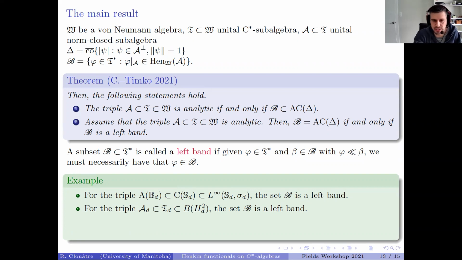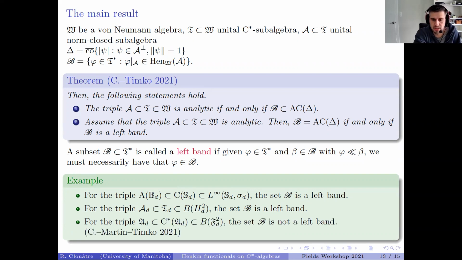And interestingly, for the fully non-commutative version of the Drury-Arveson triple, or the free version of the Drury-Arveson triple, you do not have a left band. Okay, the set B is a right band, but it's not a left band. And here you see, I'm writing different names here. The way we prove this with Ed is by invoking some other work that we've done with my colleague Rob Martin, where we were wondering to what extent there is a version of the F. and M. Riesz theorem that holds for this algebra here. Some of the stuff we discovered in that project made us realize that this set here is not a left band.